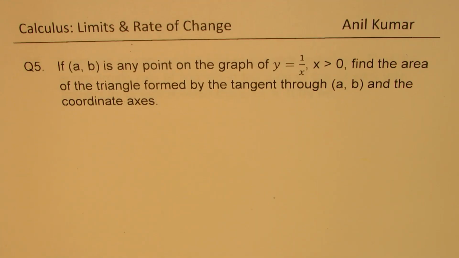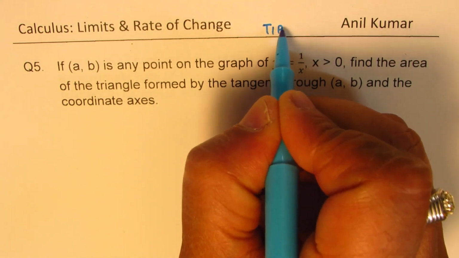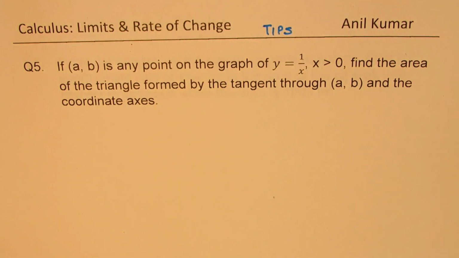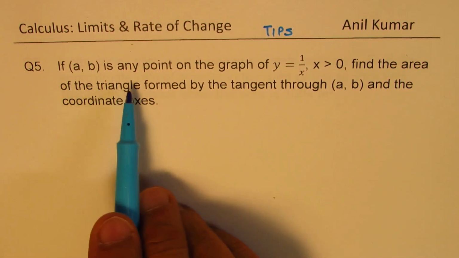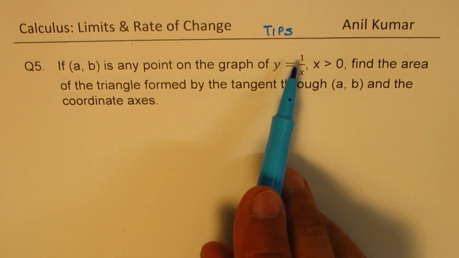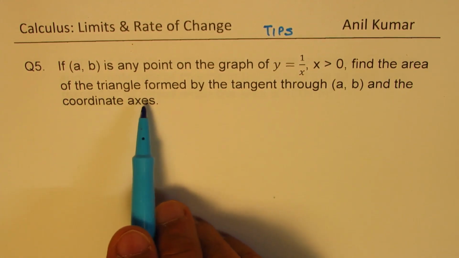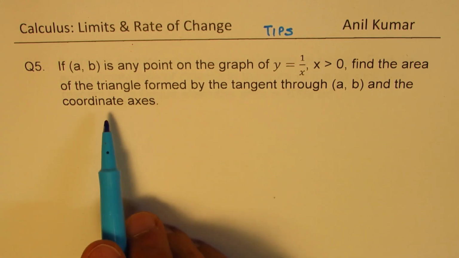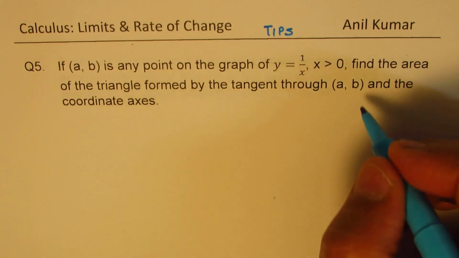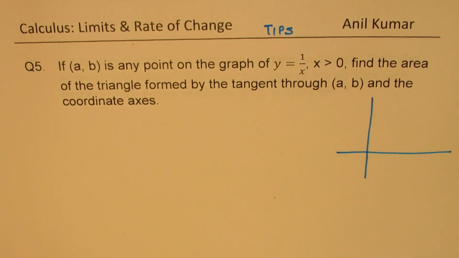Now question number 5 actually is a thinking question, right? So this is a very important question from test point of view. If A, B is any point on the graph of y equals 1 over x where x is greater than 0, find the area of the triangle formed by the tangent through A, B and the coordinate axes. So let's try to understand the situation and then we'll find the solution.